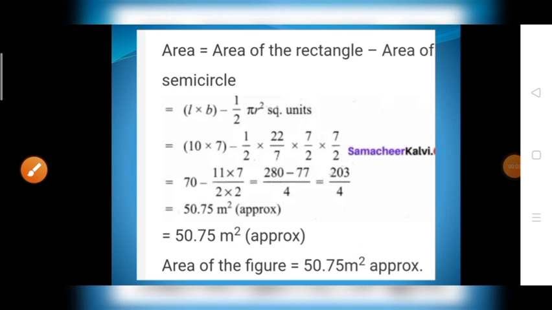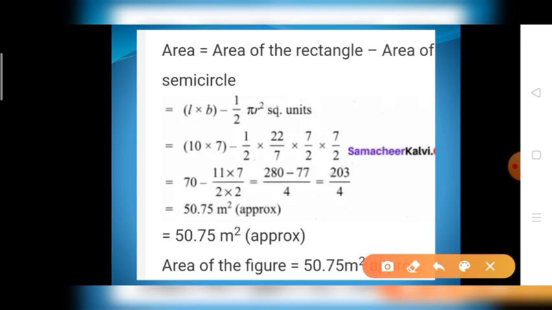The next one, find the area. Area equal to area of the rectangle minus area of the semicircle. Area of the rectangle formula L into B, minus area of the semicircle half into pi r squared square units. First the rectangle, length value 10, breadth value 7: 10 into 7. The next one, minus half into pi value 22 by 7, r value 7 divided by 2, into r squared, means 7 divided by 2 into 7 divided by 2.